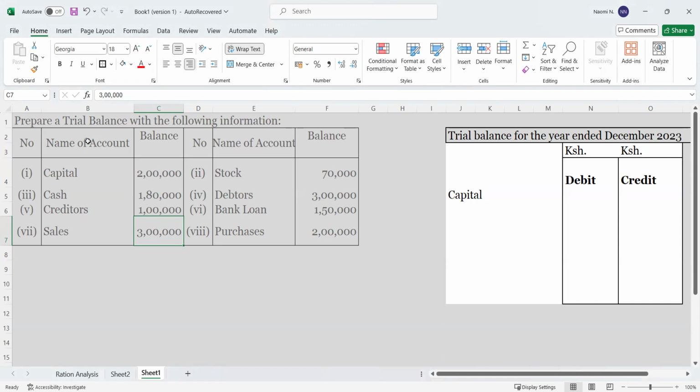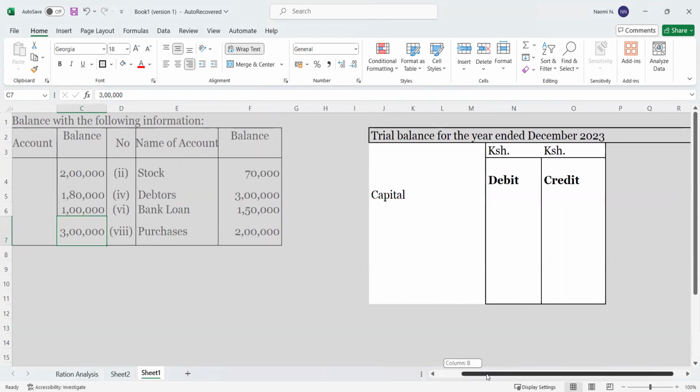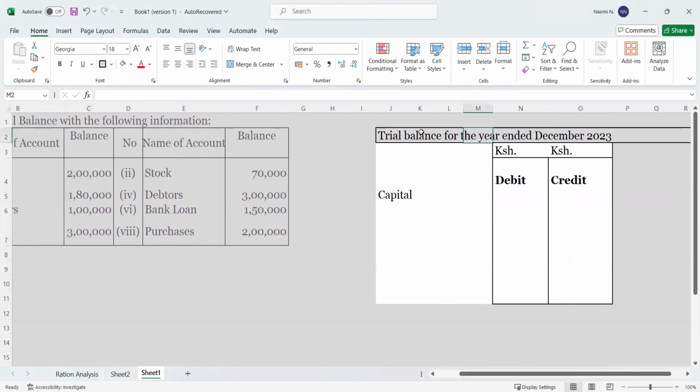So we can start on this question. It is asking, prepare a trial balance with the following information. Very simple. I wanted us to start from a very basic and simple place, so that as we advance, we will not be confused. We will have grasped whatever we ought to have grasped at the foundational level. So here it is. Trial balance for the year ended, I've assumed, 31st December 2023.